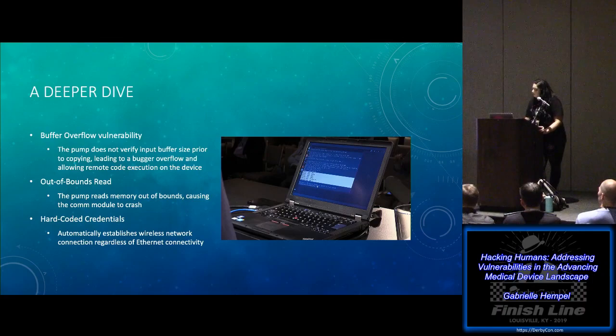A third-party component used in the pump read the memory out of bounds, which caused the communication module to crash. The pump, which was left with its default network configuration, used hard-coded credentials to establish a wireless connection automatically, even if Ethernet was connected and active.